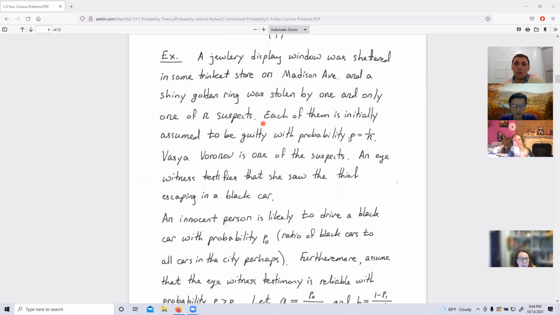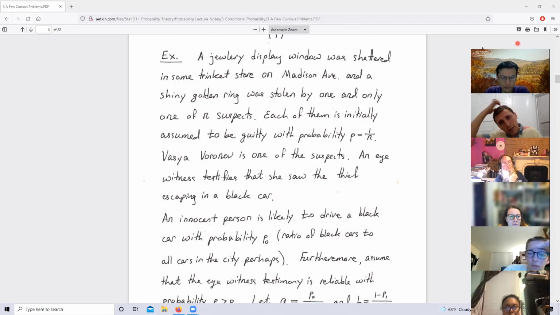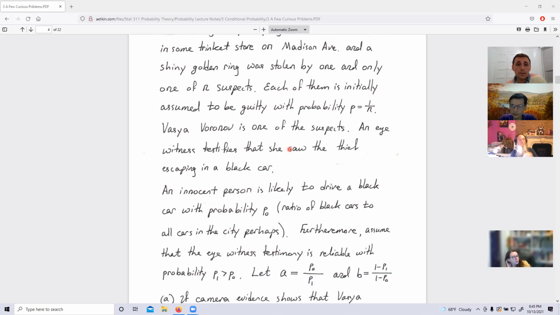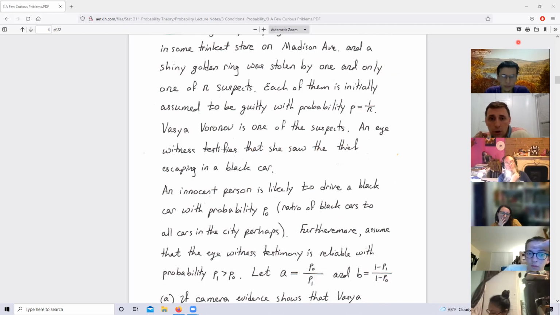So initially, of course, there is no bias as to who was the thief. There is no better information. They all kind of are twins, as far as we know, and the probability it's any one of those culprits is 1/n. But then you have extra evidence, right? So the extra evidence is there is an eyewitness testifying that the person that stole the jewelry was driving a black car, and the person is certain of that. Good.